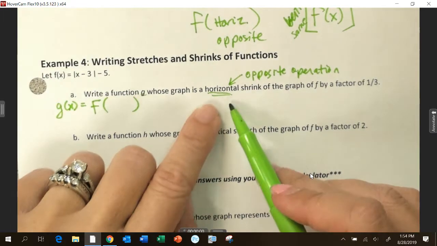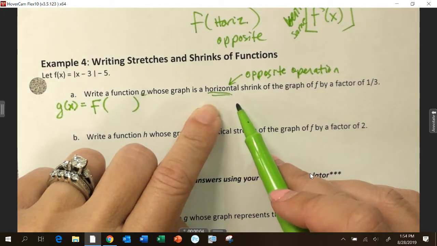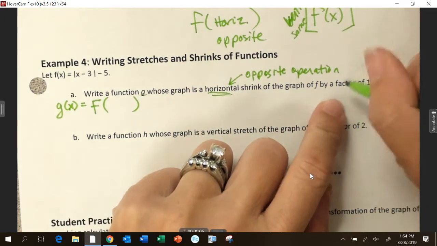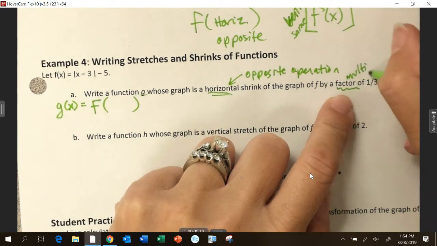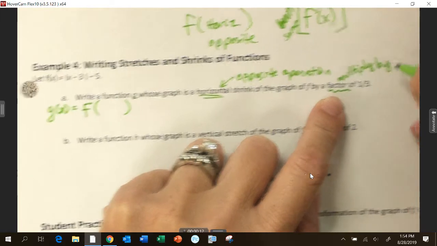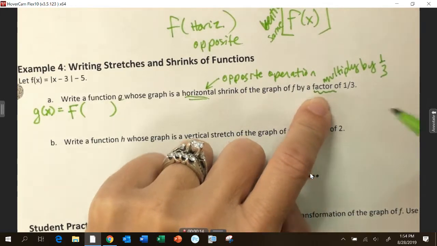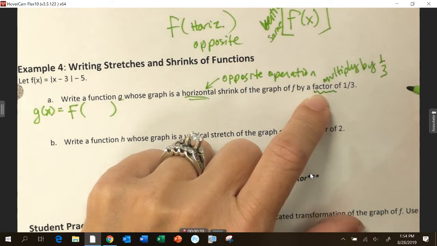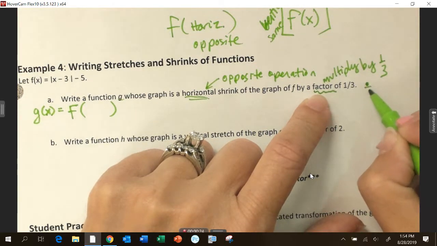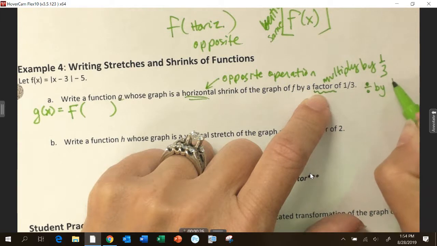So this is horizontal, which means it's going to be opposite. So when I say factor of 1/3, that means multiply by 1/3. But we're not going to multiply by 1/3 because it's opposite. So we divide by 1/3, but guess what? I don't divide by fractions. I don't do it. So you're going to divide by 1/3, but I don't do it. Somebody else is saying it. What do we do instead?